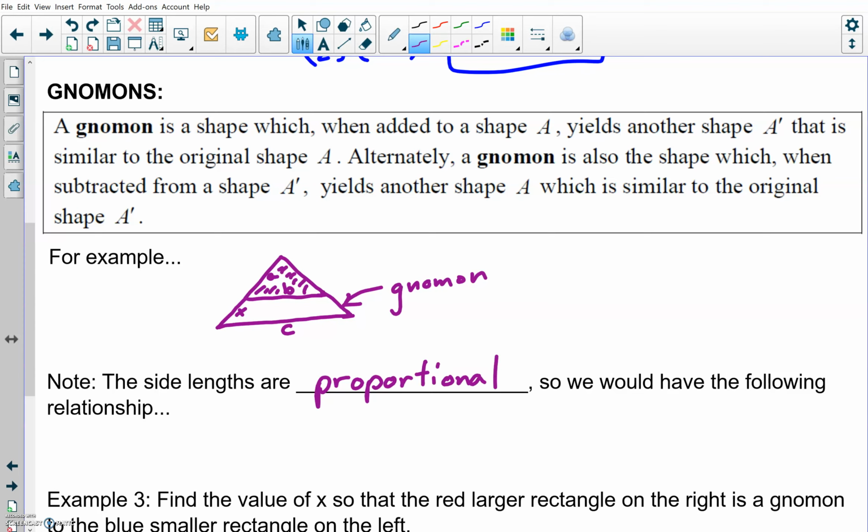So you would have the following relationship. A over B is going to be equal to A plus X over C. And this will hold even if the triangle wasn't equilateral. If it was a different type of triangle, your gnomon, when you add it on and get a similar shape, you should have the same relationship where this new longer side here, A plus X, should be related to A, and then B, this bottom side, should be related to C, and that's represented in that proportional relationship with those ratios.